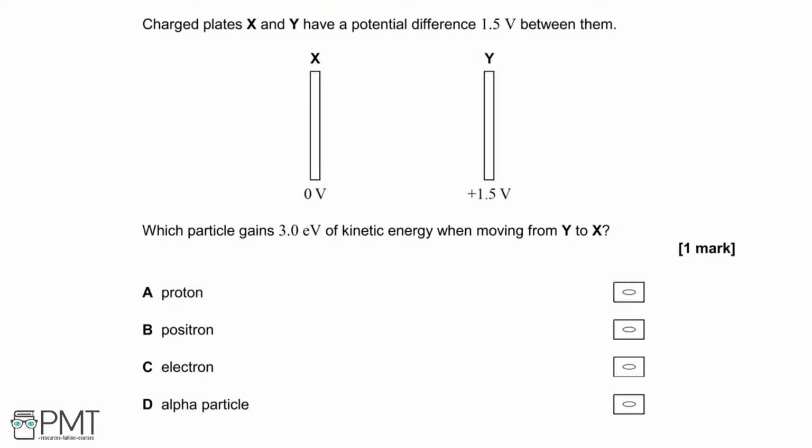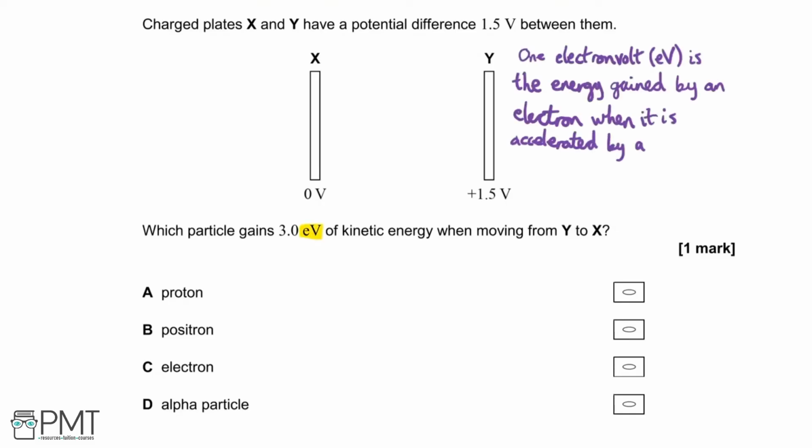Now, before we go any further, let's just write down what the definition of an electron volt is. 1 electron volt is the energy gained by an electron when it is accelerated by a potential difference of 1 volt. Now, for that electron, the thing that's causing it to be accelerated is its charge. It has a charge of 1.6 times 10 to the power of minus 19 coulombs.